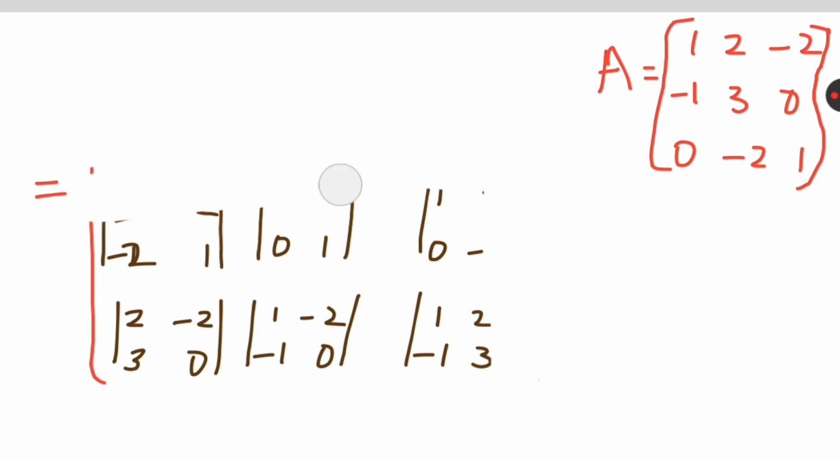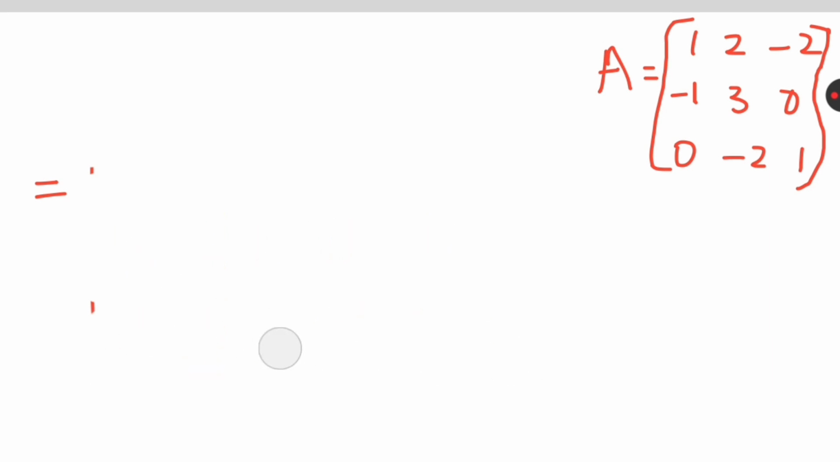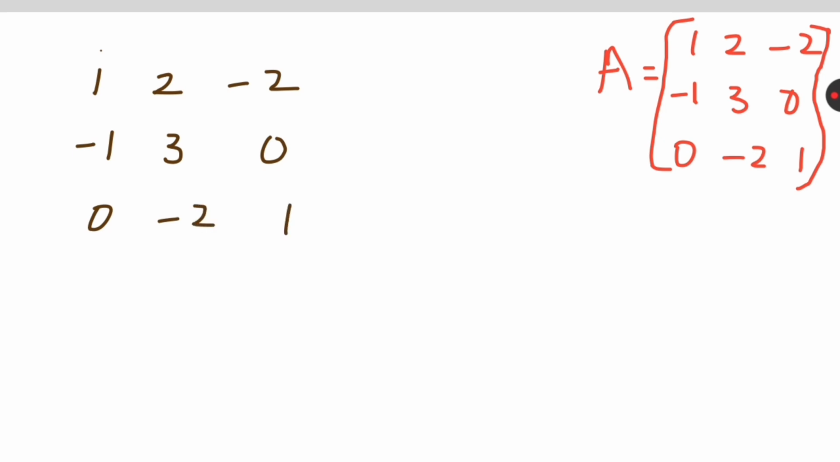Instead of doing all these steps, by using that shortcut trick, we can find cofactors of a matrix very easily. So the trick is, first, whatever given matrix you have, you have to copy as it is: 1, 2, minus 2, minus 1, 3, 0, 0, minus 2, 1. This is our 3 by 3 matrix. The first step is you have to copy it as it is, and the second step is you have to copy the two columns as it is on the right of this matrix.